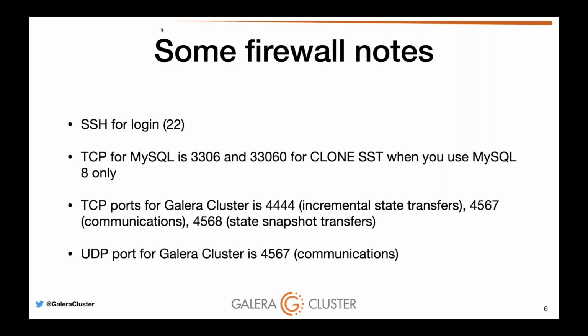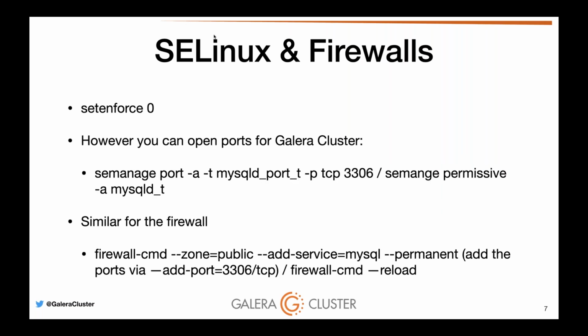You should use clone SST by default. Clone SST is much faster than Xtrabackup v2 for SST purposes. And of course, TCP ports are 4444 for ISTs, 4567 for other communications, as well as 4568 for state snapshot transfers. And don't forget the UDP port as well. So when you have a firewall, these are things you do need to enable. As for SELinux, you can run in enforcing mode, but during the installation, make sure you set it to 0, and then make those ports open, similar again to the firewall.